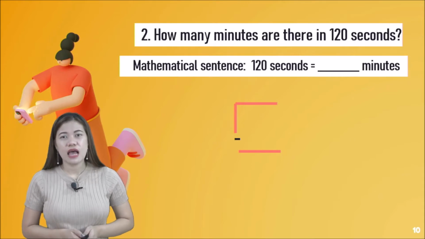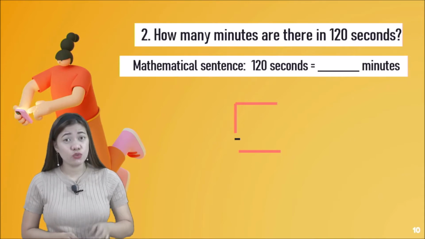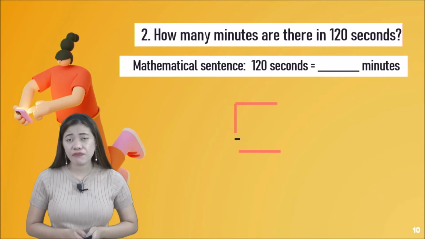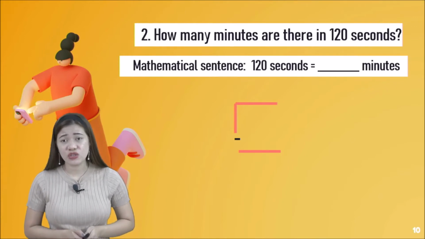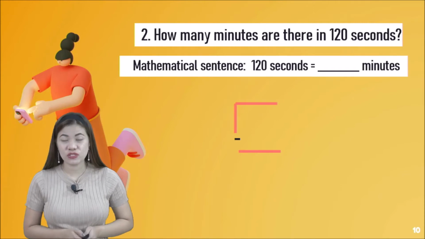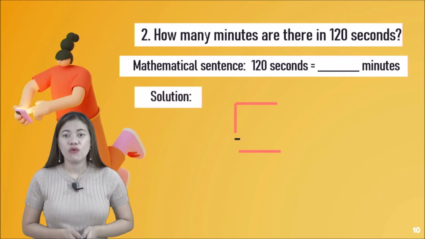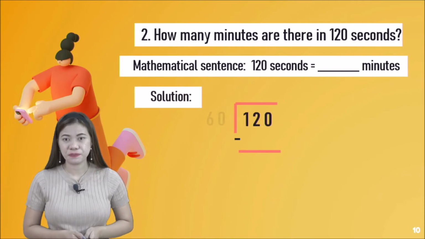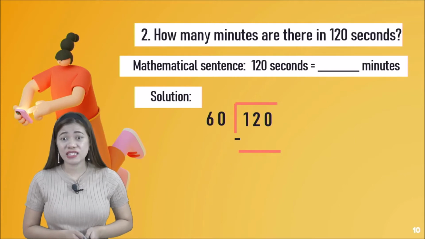Again, kids, how many seconds do we have in 1 minute? We have 60 seconds. So we will just use the operation division to get the minutes. So 120 divided by 60 is equal to 2.